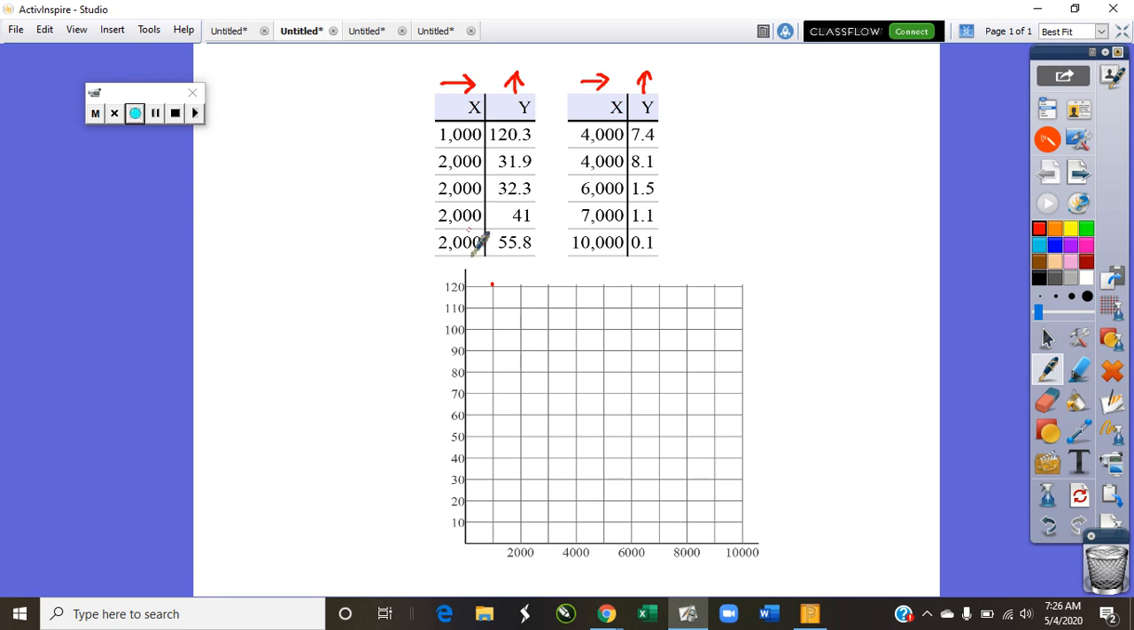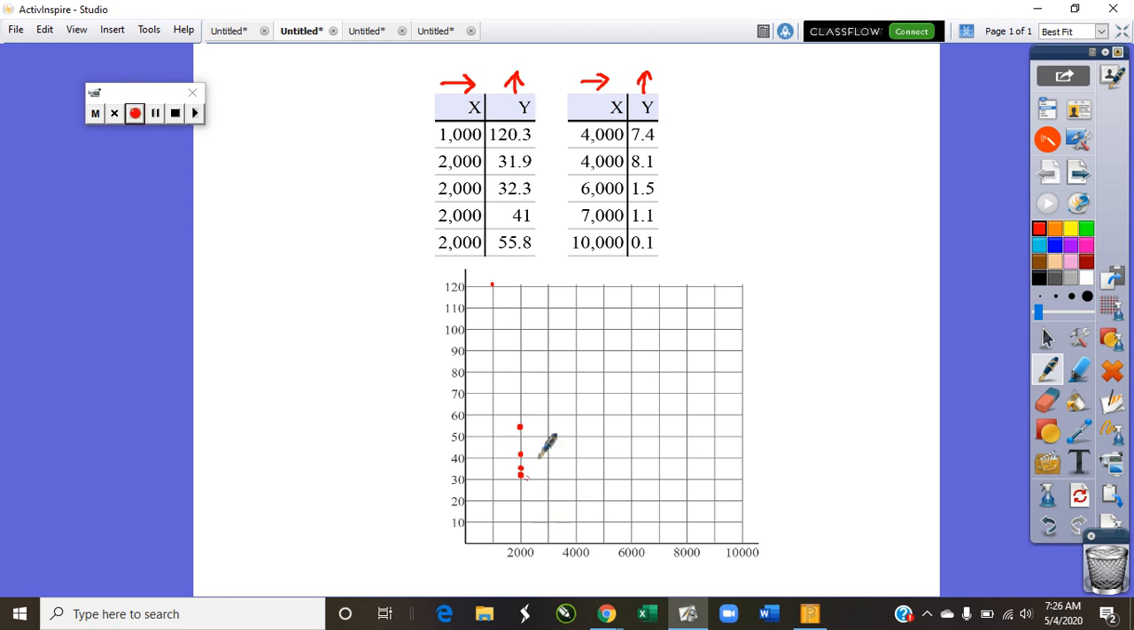Okay. All right. And then 2,000 and then up 31.9. So probably right in here. Over 2,000 up 32.3. So then we have another one that's like right on top of that. Okay. And then we have over 2,000 and up 41. So up here and then up to 41. And then we have over 2,000 and up to 55.8. So another one probably right in here.